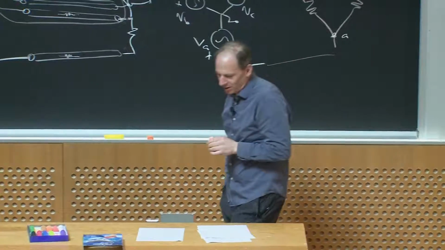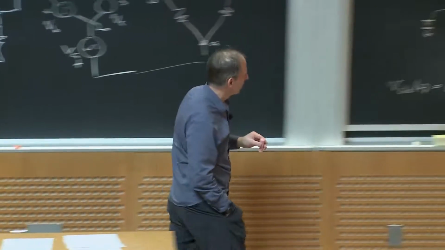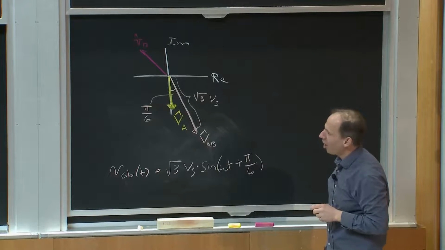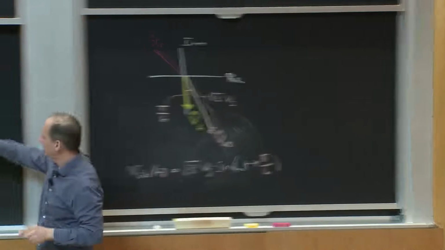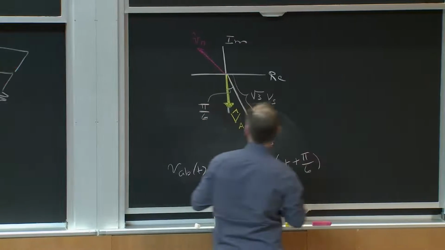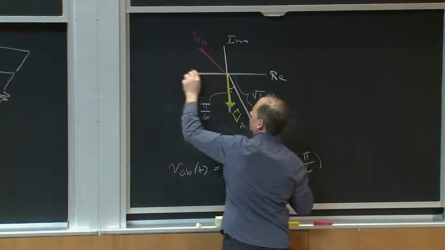Okay, so what this says is if I did this, I get this scaling. If I looked at the other line-to-line phases, this is VAB I just plotted, I will get another three-phase set that essentially looks like this.